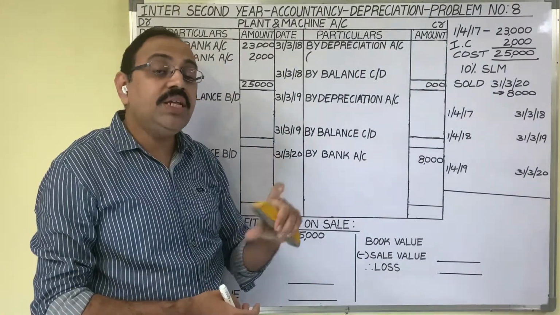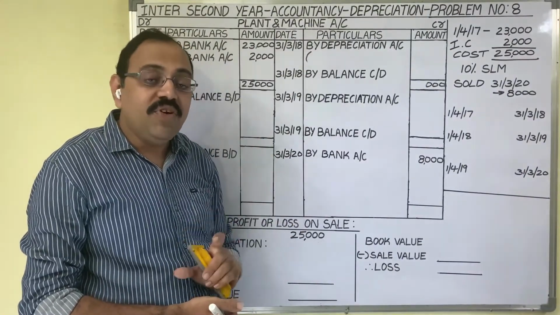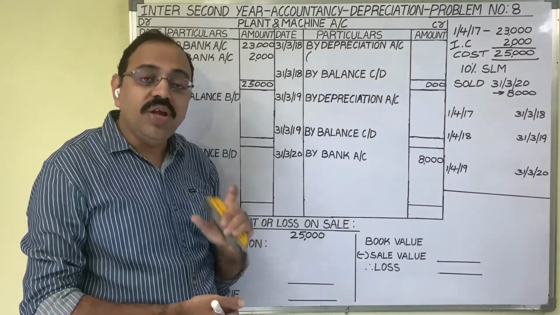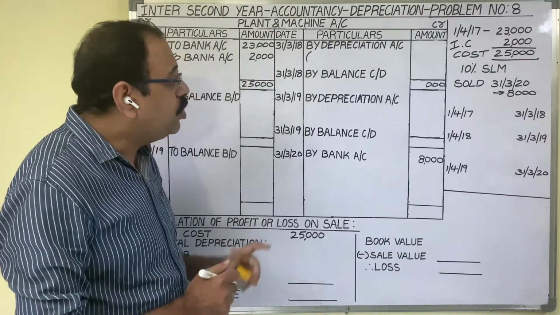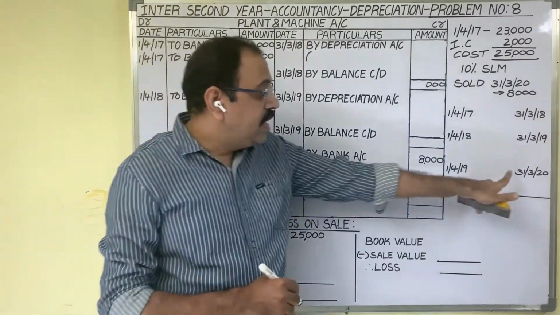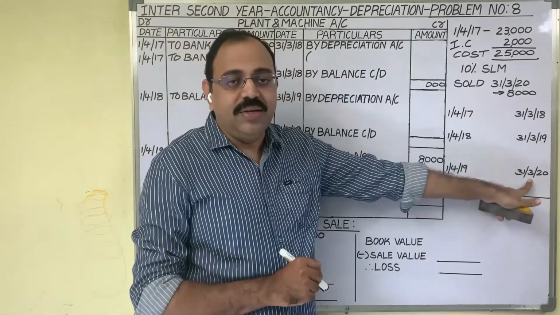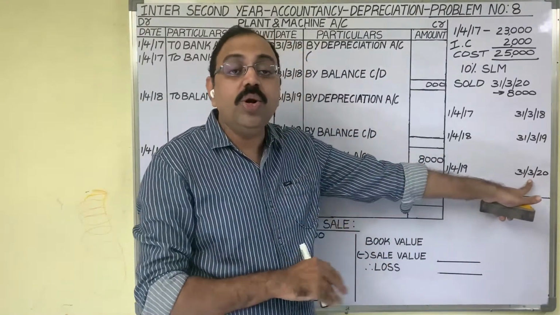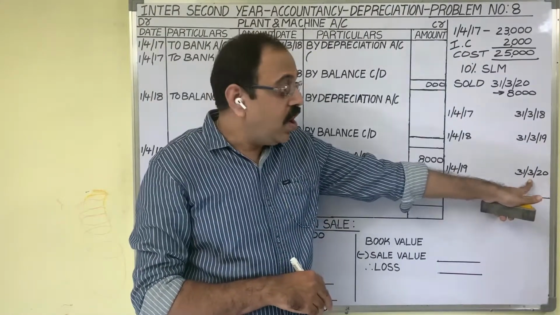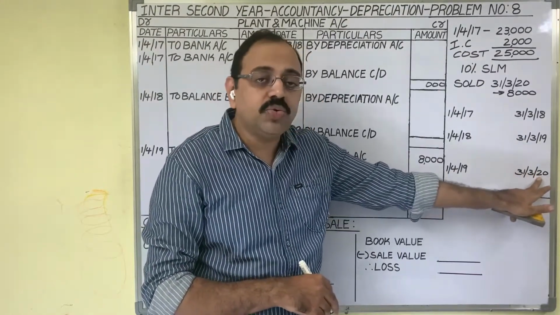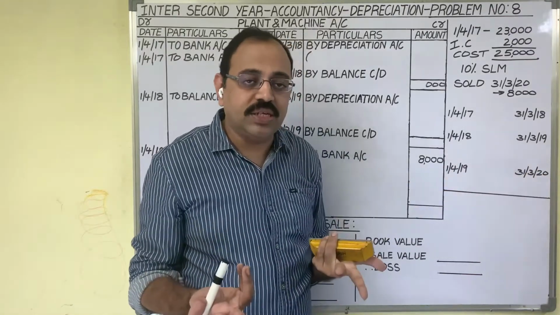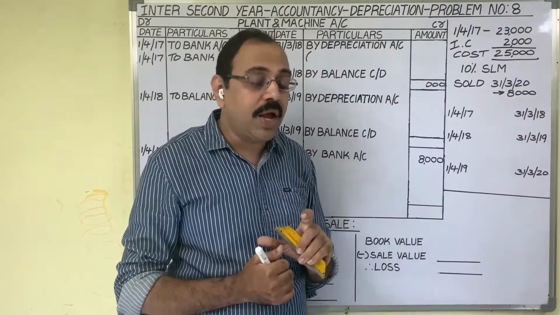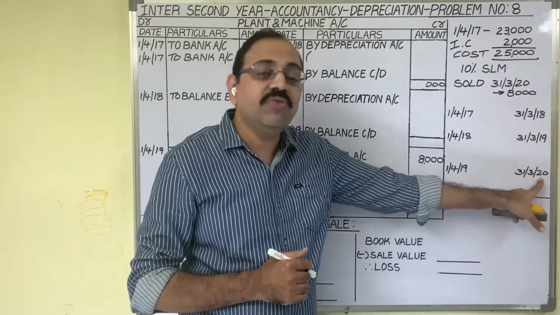For how many years do we have to prepare that account? That information is not provided in the question. But we should always remember that we should prepare the asset account till the sale date. After that date, even though you want to continue the account, you cannot continue. Because after 31st March 2020, there is no asset. You cannot prepare the account. So we should prepare the account up to 31st March 20.